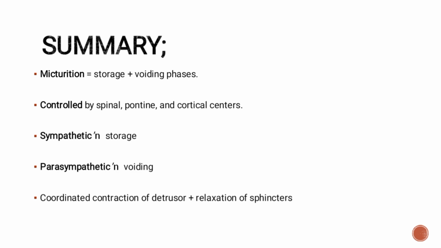So in the end, we will summarize all of our lecture. To summarize, micturition involves a finely balanced interaction between autonomic and somatic control. During the storage phase, sympathetic tone keeps the bladder relaxed and the sphincters closed. When voiding is initiated, parasympathetic activation contracts the detrusor and relaxes the sphincters, allowing urine to be expelled. This process illustrates the remarkable integration of neural and muscular physiology that maintains urinary continence and proper elimination.